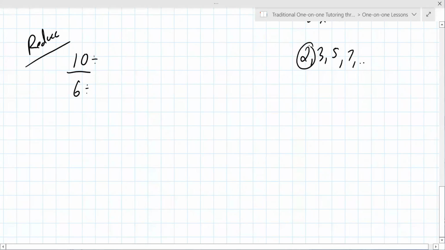So you always start with 2. You ask yourself, can you take 10 and divide it by 2? And the answer is yes. But it also has to be the case that the bottom number can be divided by 2. So 10 divided by 2 is 5, 6 divided by 2 is 3. This is the final answer.